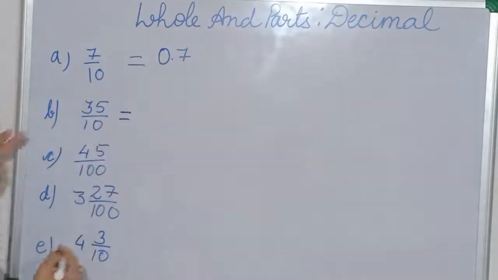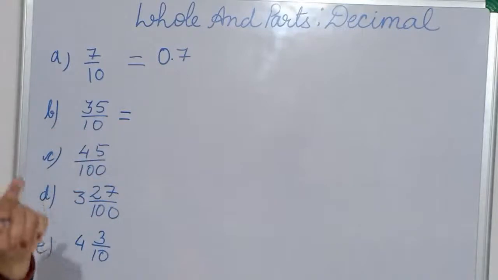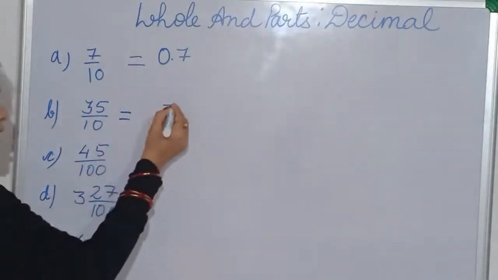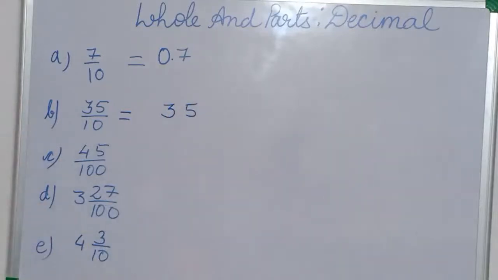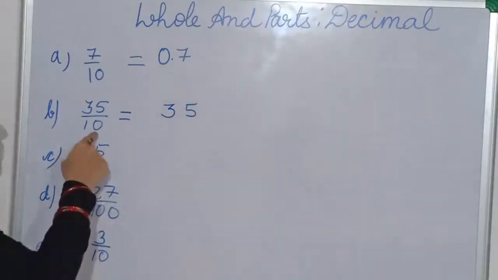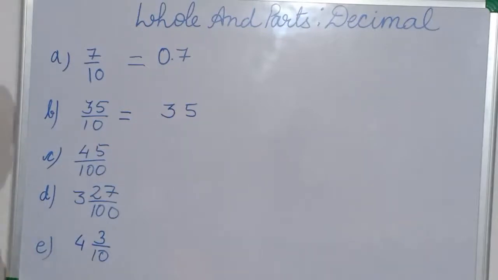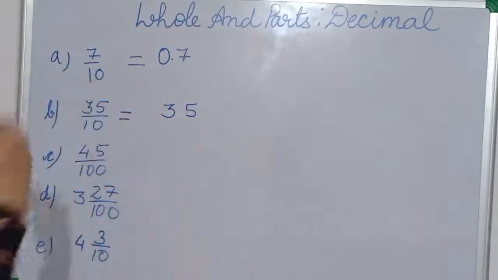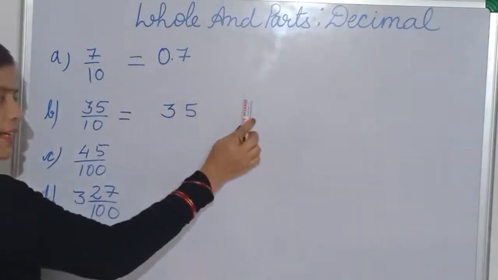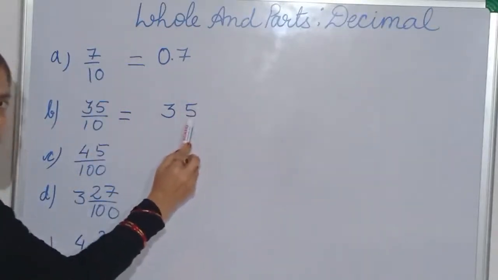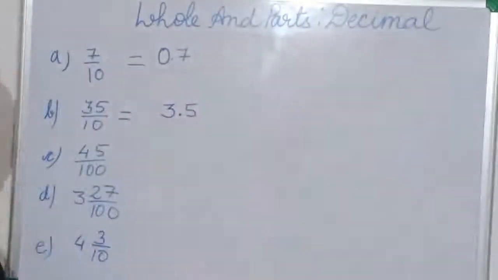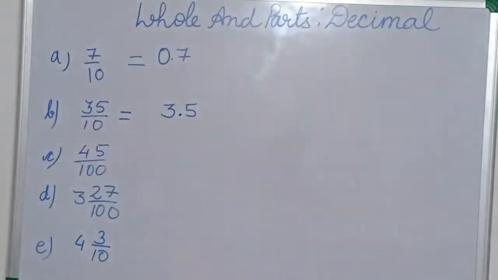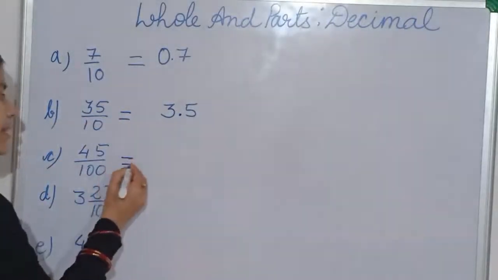Now again, the same thing we have to do. First we will write the numerator. 35, the numerator I have written. Then we have to count the zeros in the denominator. There is 1 zero. So we have to put the decimal after one place from the right hand side. From this side I will start counting. One place is there, the first place, and after the first place I have to put the decimal, so I will put the decimal here. So it is 3.5. So easy a job.